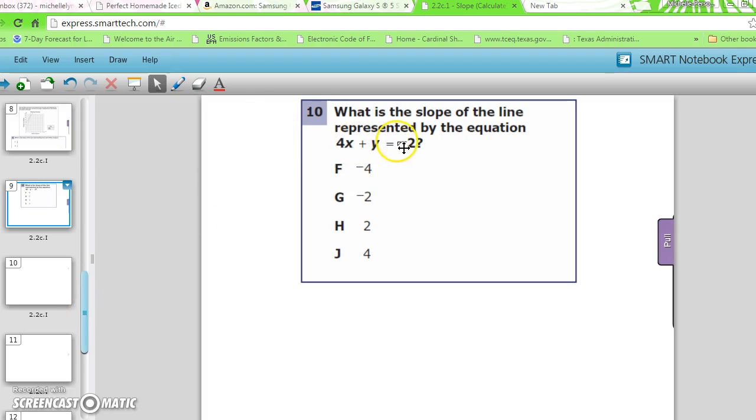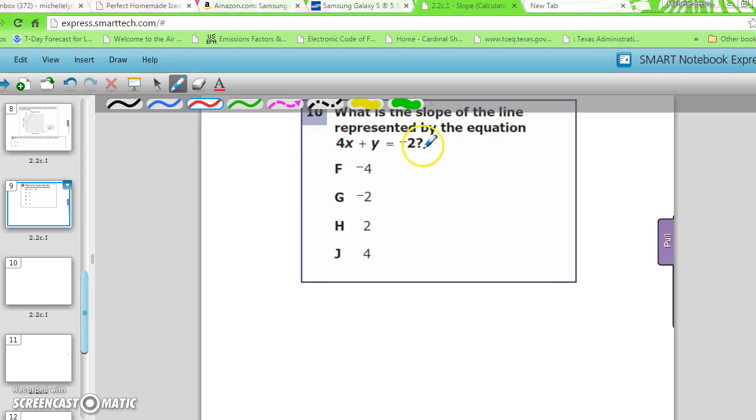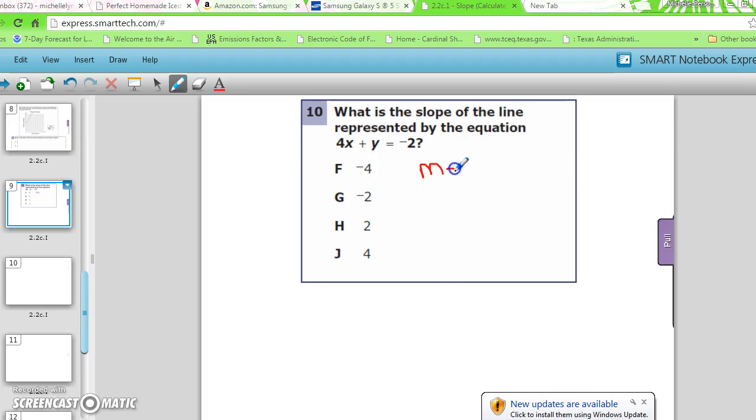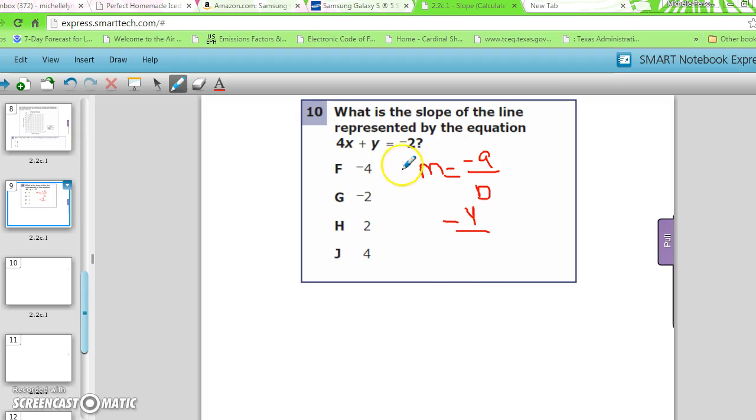Okay, here's another one in standard form you can solve. In this case, all you'd have to do is subtract 4x from both sides to get it in y equals mx plus b. Or remember, slope for standard form is negative a over b. So negative a would be negative 4 over b. There's nothing here in front of the y, so remember that's an imaginary 1. So it would just be negative 4 over 1 or negative 4.